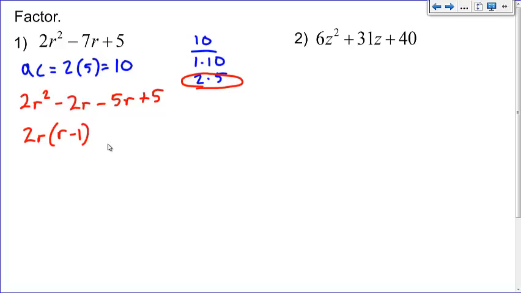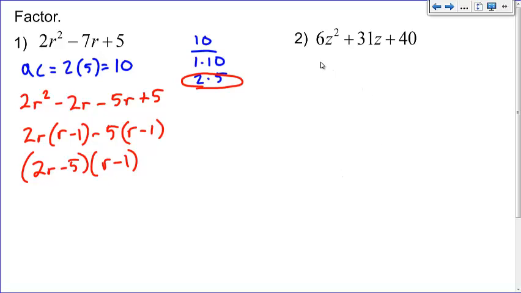Then I can factor out a negative 5, and I want a negative 5 primarily because I'm trying to make this look exactly the same as this, and that does the trick. If you factored out a 5, you'd have negative r plus 1. You'd be close, but not quite. And so then we have 2r minus 5 times r minus 1. It's a beautiful thing. Onward.